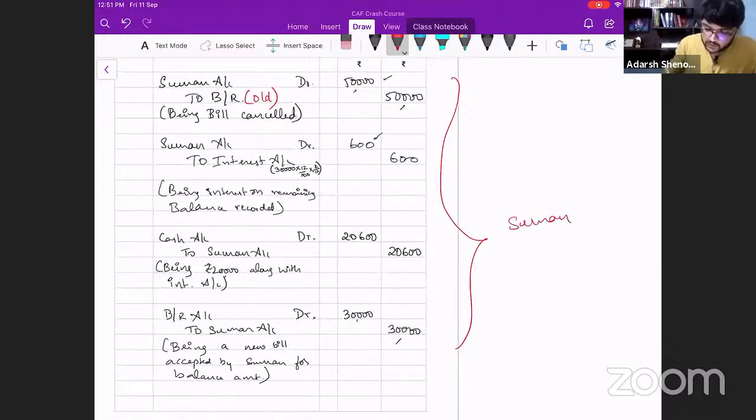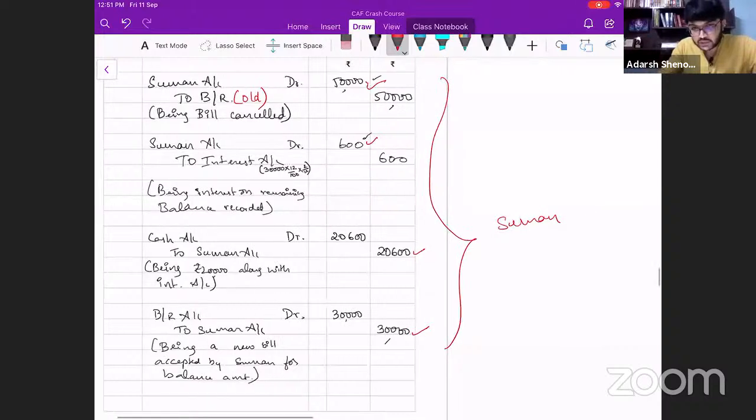And see how much you have debited to Suman. Total debit given to Suman is how much? 50,000 plus 600. How much is the total credit given to Suman? 20,600 plus 30,000. So total credit is 50,600. So you can actually pass one composite entry combining all the 4 entries. Without considering Suman's account, we can pass one single entry.